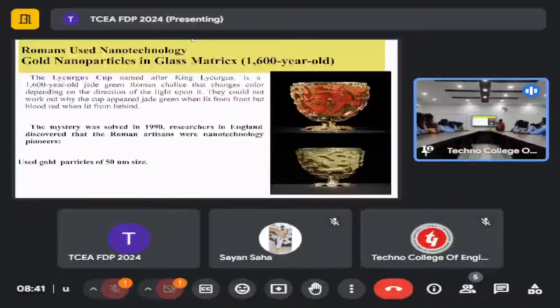Okay, the Romans used nanotechnology. There is a famous king, Lycurgus. To honor that king, somebody prepared cups, known as the Lycurgus cup. These are glass materials where gold and silver nanoparticles were incorporated. If you throw light from outside, the cup shows green in color. If you put a light inside that particular cup, it shows reddish in color. So it is a beautiful cup. It is still there. It is known as the Lycurgus cup.